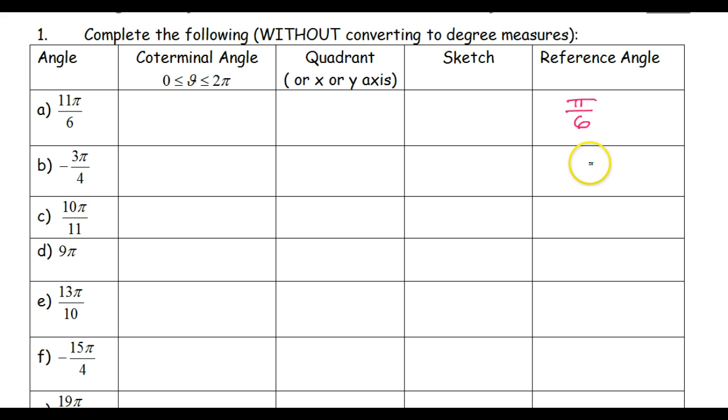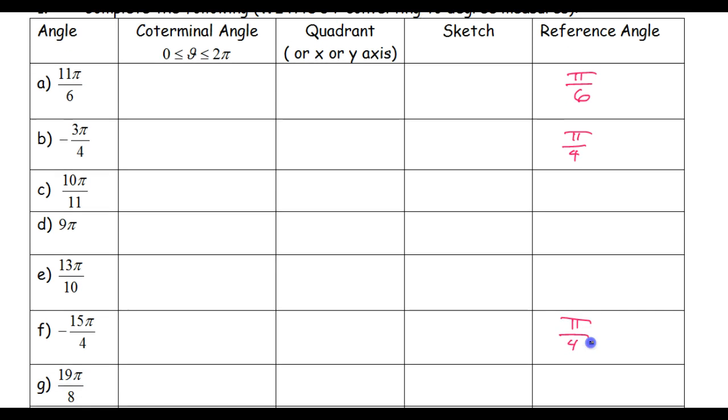Alright, see that 4? That's special. The reference angle is going to be pi over 4. 11 is not one of my special angles, so I have to do more. Okay, there's another one, pi over 4. So I know the reference angle is going to be pi over 4 right there.